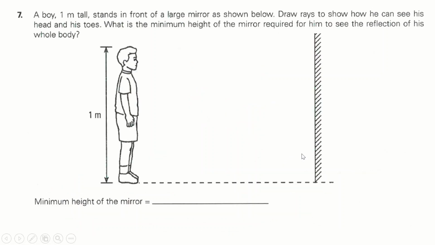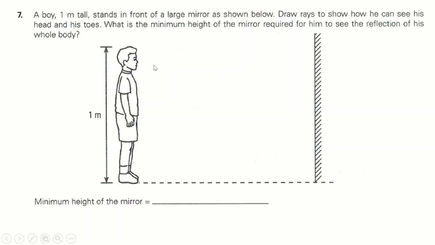All right. So question 7 is another interesting question. I have a boy 1 meter tall standing in front of a large mirror as shown. They ask us to draw rays to show how he can see his head and his toes. In other words, what's the minimum height of a mirror for him to see the reflection of his whole body?